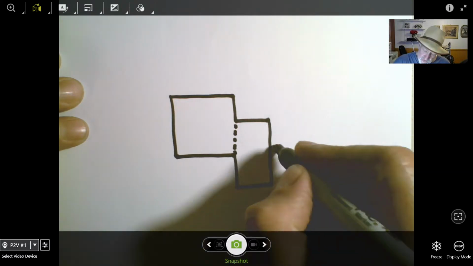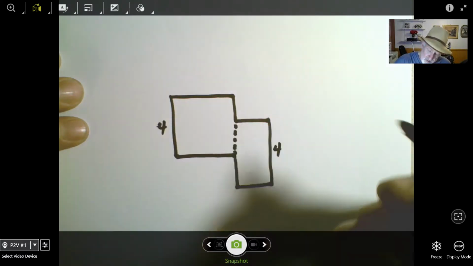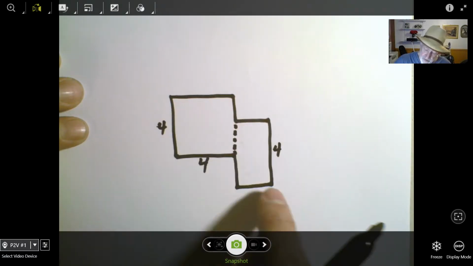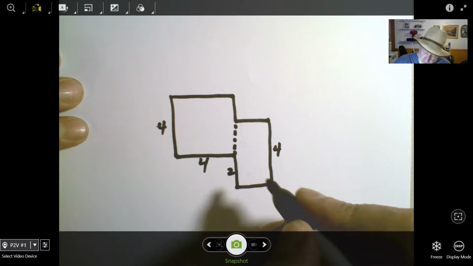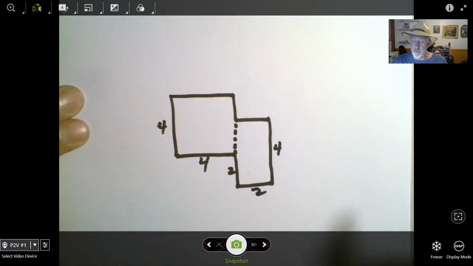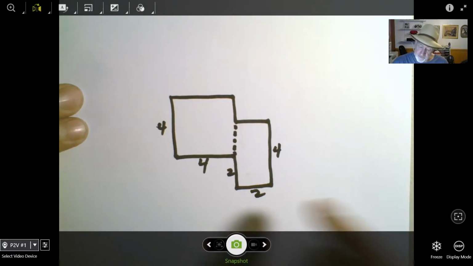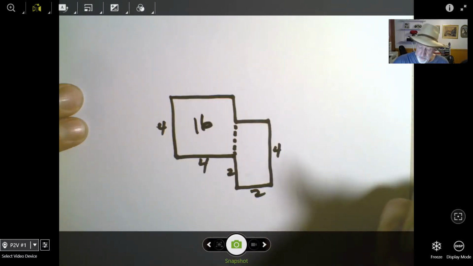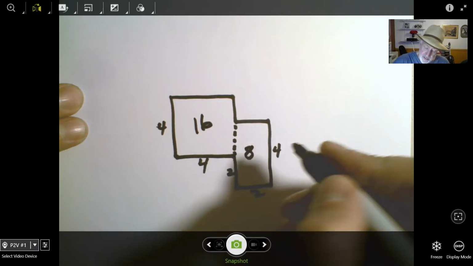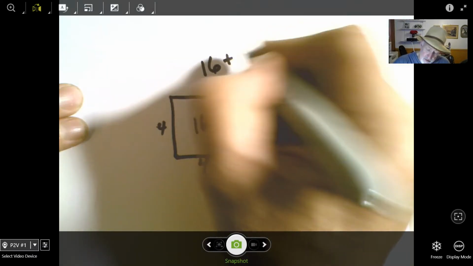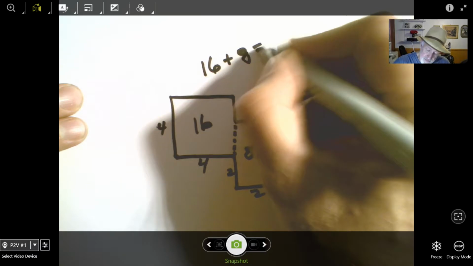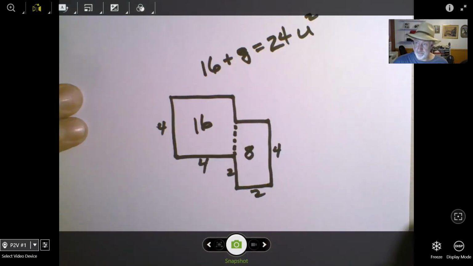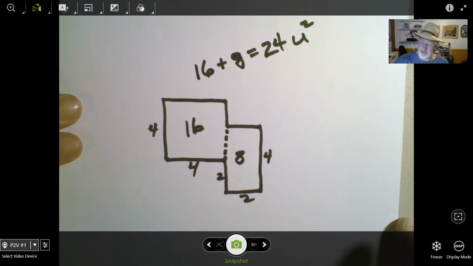So again, this side was 4, 4, 4, the top is 4, this cross side is 4, this was 2 and 2. Okay, so in finding the area of each individual shape, 4 by 4 is 16, 4 by 2 is 8, and 16 plus 8 gives me a total area of 24 square units. 24 square units.